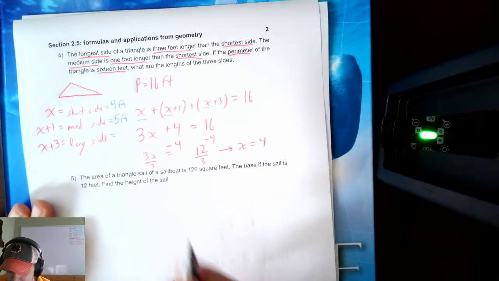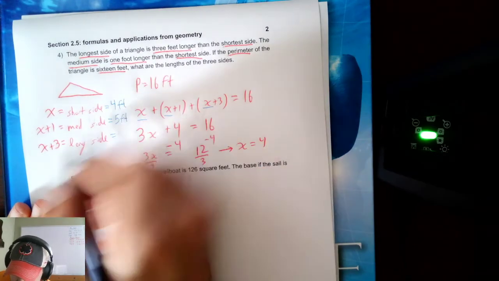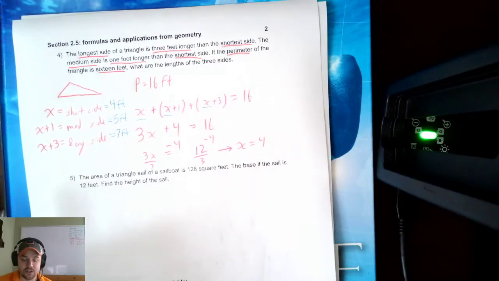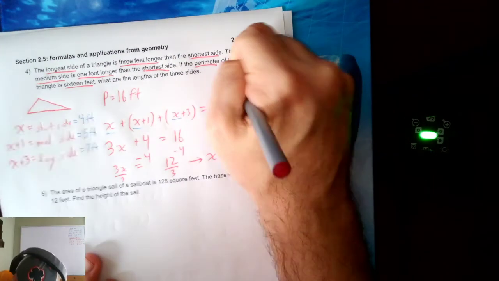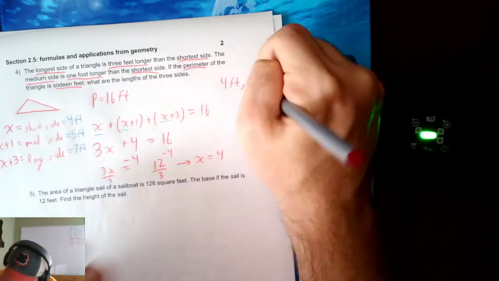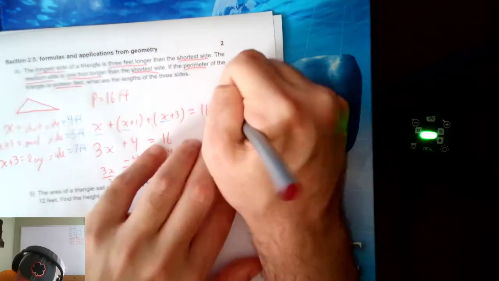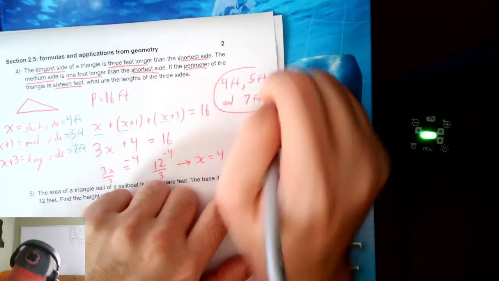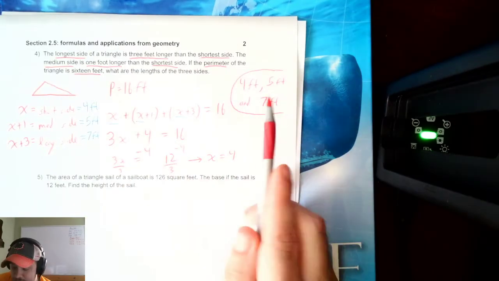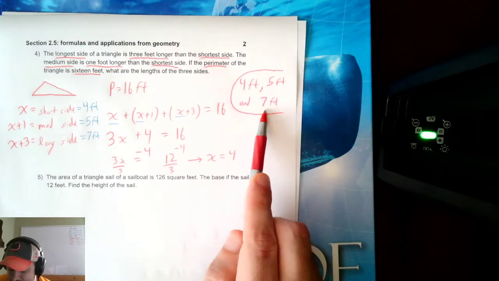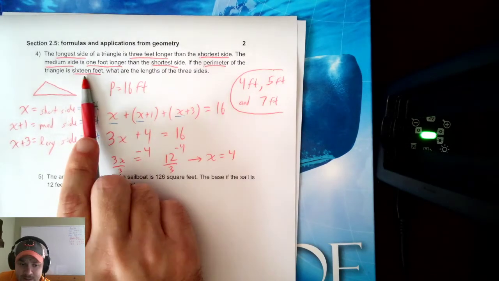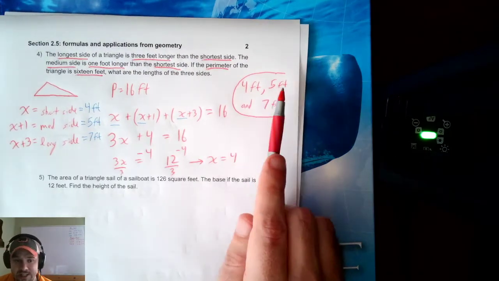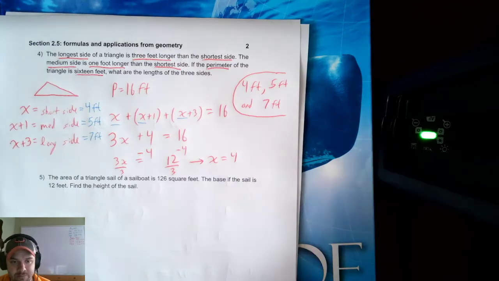And then the long side, let's see, 4 feet, and it needs to be 3 feet longer. That'll be 7 feet, right? So my dimensions are 4 feet, 5 feet, and 7 feet. Which, if I check, 4 and 5 make 9, and 7 more is indeed the given parameter of 16. So it's always good to check that your actual dimensions match what they were supposed to match, right?